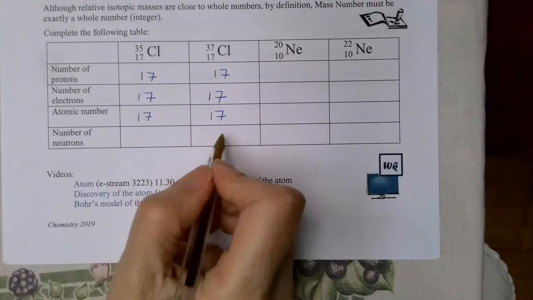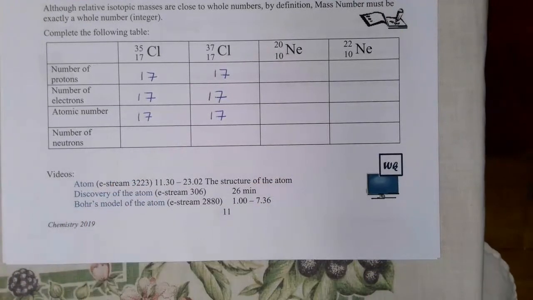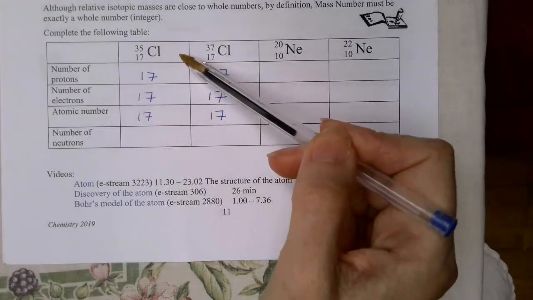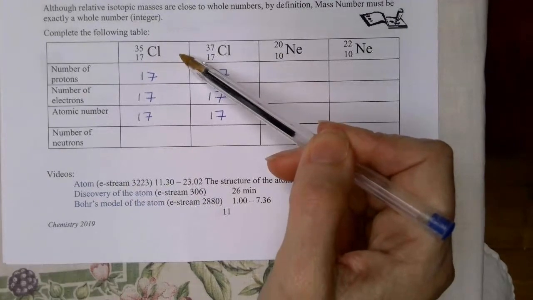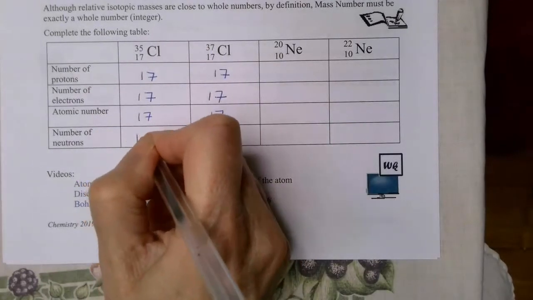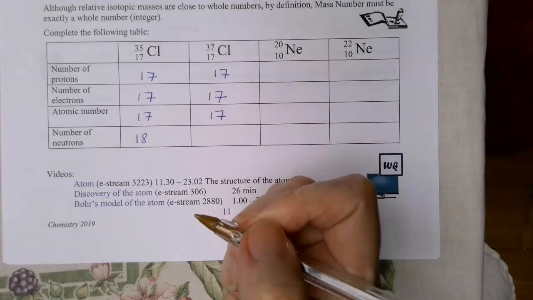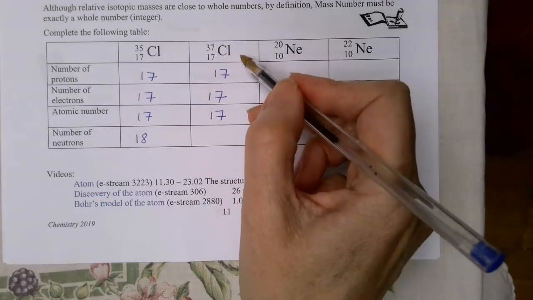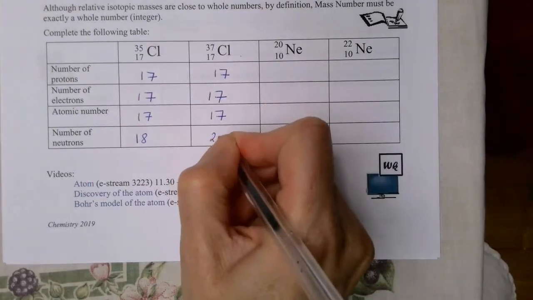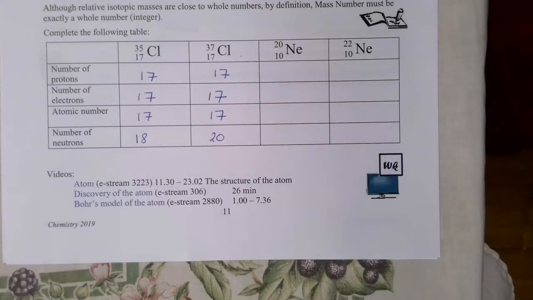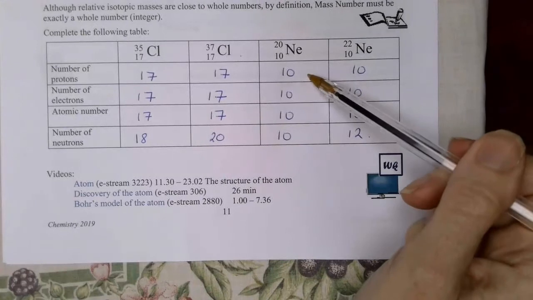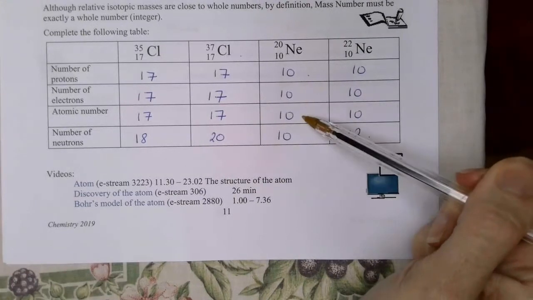It is the number of neutrons which is different. So in terms of the isotope chlorine-35, it has 18 neutrons in the nucleus, whereas chlorine-37 has 20. So you can repeat the same exercise for neon. And you get the idea. Same number of protons, electrons, and atomic number.